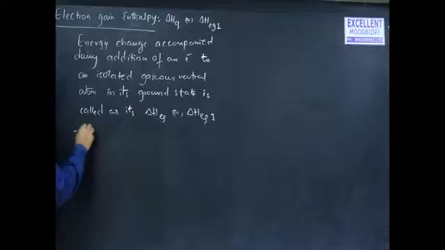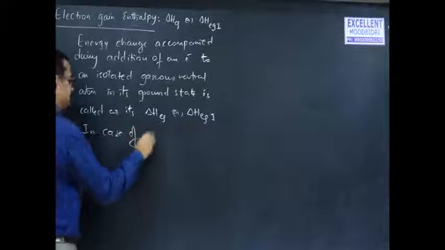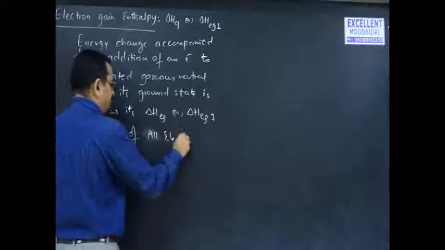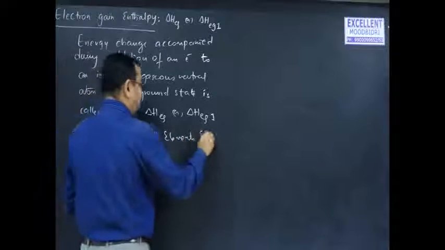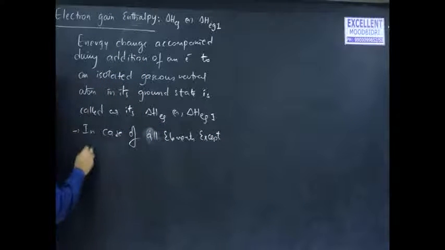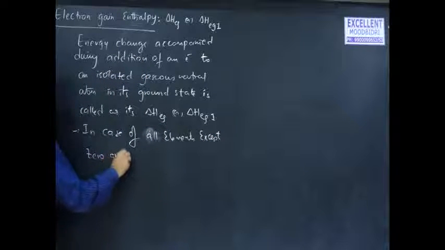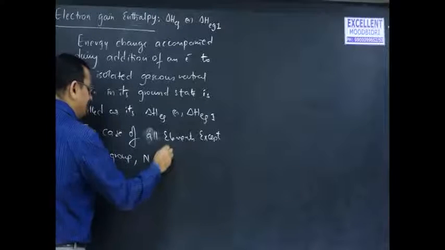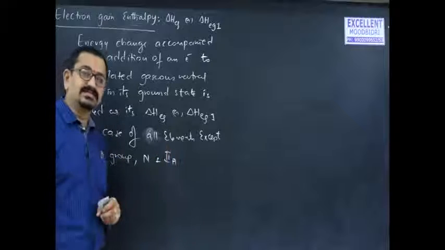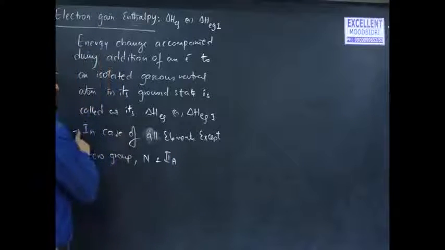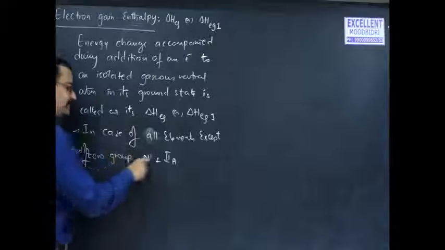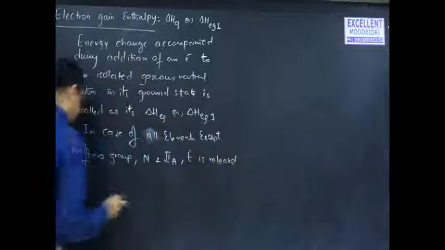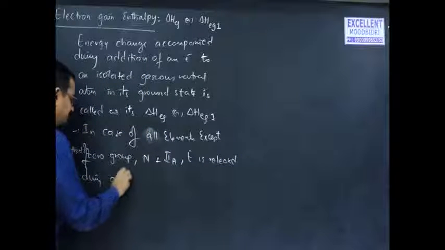See, in case of all elements except zero group, nitrogen and 2A group elements, what are 2A group elements called? Alkaline earth metals. In case of all elements except that of zero group, nitrogen and 2A, energy is released during addition of electrons.